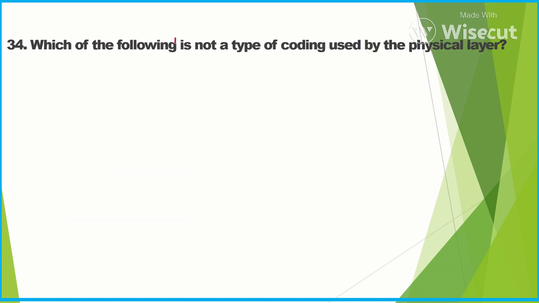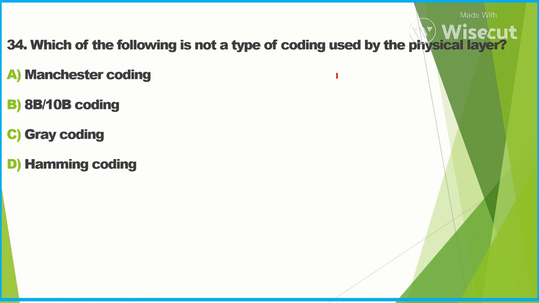Which of the following is not a type of coding used by the physical layer? That is Hamming code. This is not a type of coding used by the physical layer. Actually, it is used for error detection and correction at a higher level.